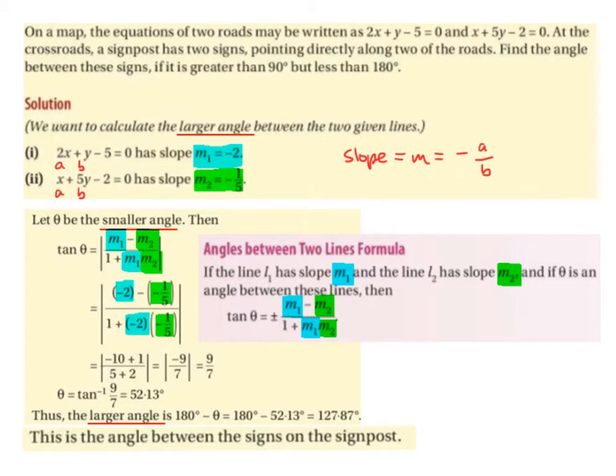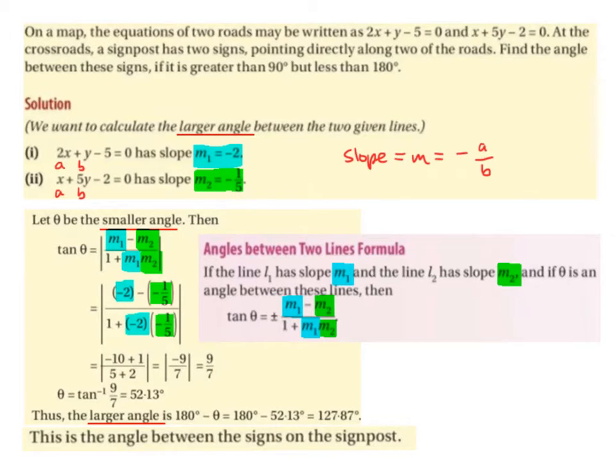That formula states if the line L1 has a slope m1 and the line L2 has a slope m2, and if theta is an angle between these lines, then tan of theta will be equal to plus or minus m1 minus m2 divided by 1 plus m1 multiplied by m2. So we've let theta be the smaller angle, so tan of theta is going to be the modulus of this formula. We know that m1 is minus 2 and m2 is minus a fifth, so we substitute into the formula.